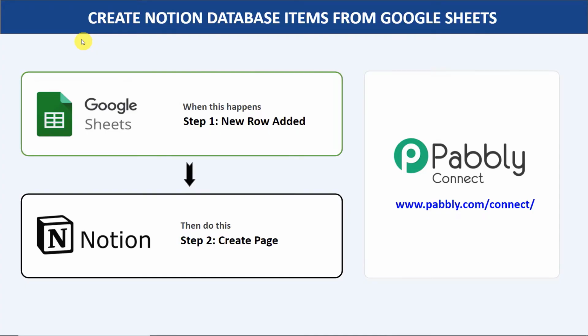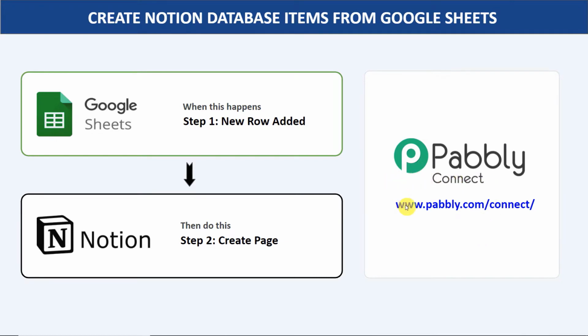Hello everyone. In this video we will learn how to create Notion database items from Google Sheets. The idea is that once the data is entered in Google Sheets, it will be reflected as a page in Notion automatically. But the issue here is there is no direct data connection between Google Sheets and Notion. So I will be using an integration and automation software called Pabbly Connect that integrates Google Sheets to Notion. The best part is any person without any technical knowledge can perform this integration easily.